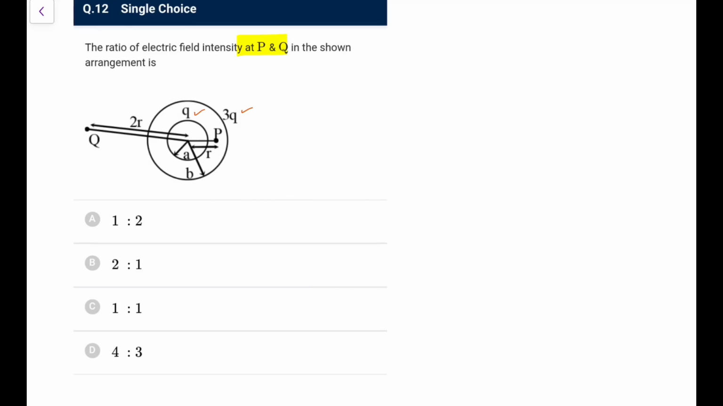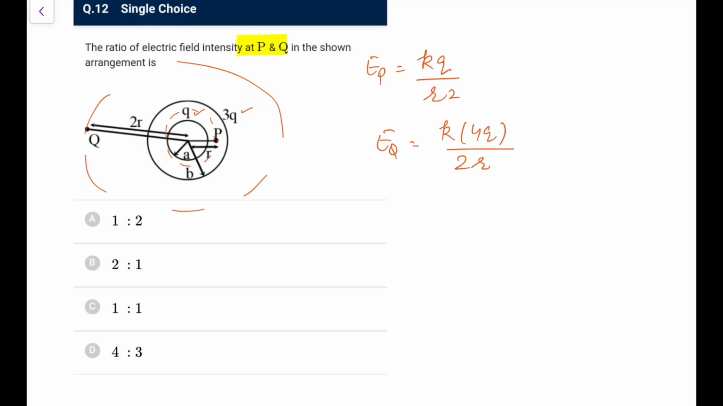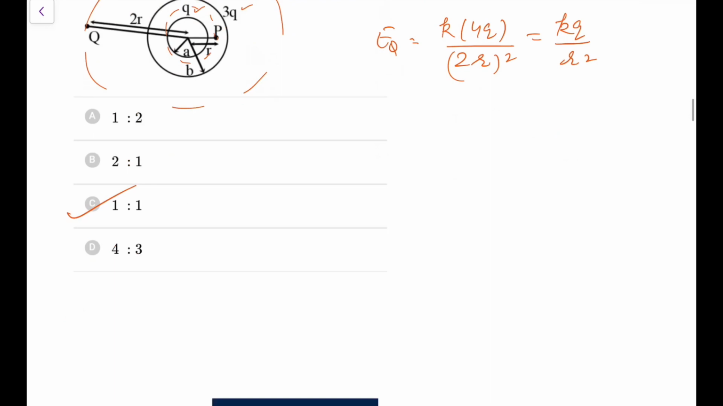So first of all, because it is spherical symmetry, I can directly use the Gauss law. Here, Q enclosed is Q. So E at P is KQ by R square, this distance being R. And E at Q, again spherical symmetry, the enclosed charge would be 4Q. So K into 4Q upon 2R whole square, so again it would be KQ by R square. So the ratio is 1:1. The field intensities will be the same at both points, so go for option C.